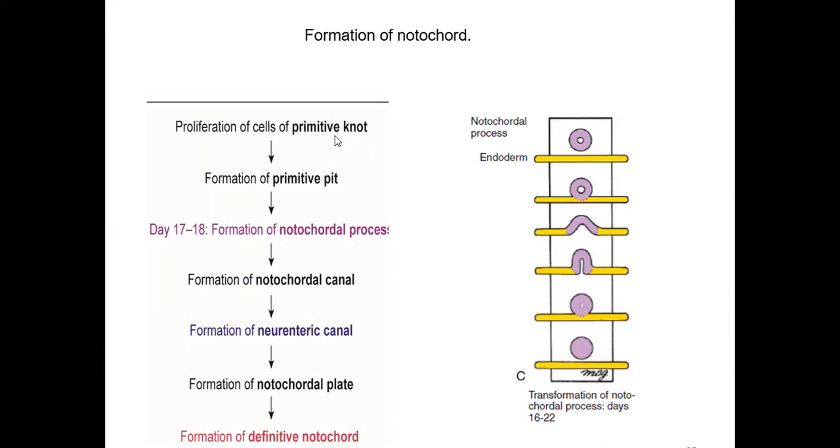So this is the summary of the formation of the notochord. That is, firstly the proliferation of the cells of the primitive knot, formation of a primitive pit, then the formation of the neuroenteric canal, formation of the notochordal process, then finally formation of the notochordal plate. Over here, this is the formation of the notochordal plate, then rolling over itself, then it is detaching from the underlying endoderm and forming a definitive notochord.